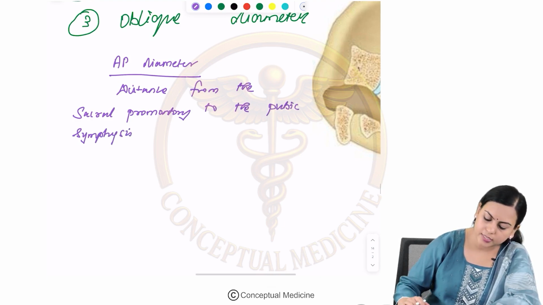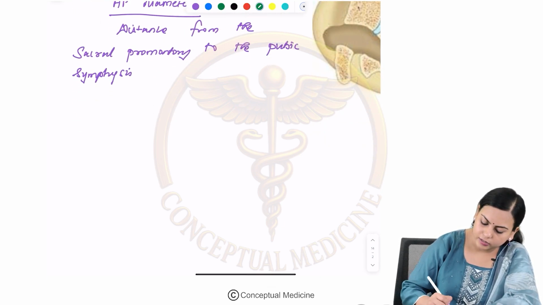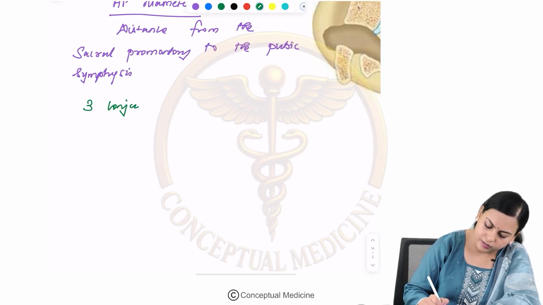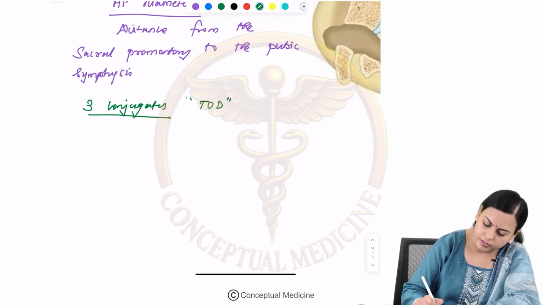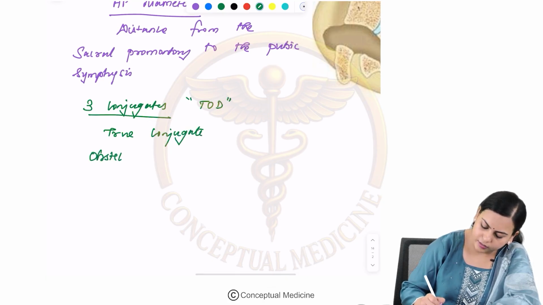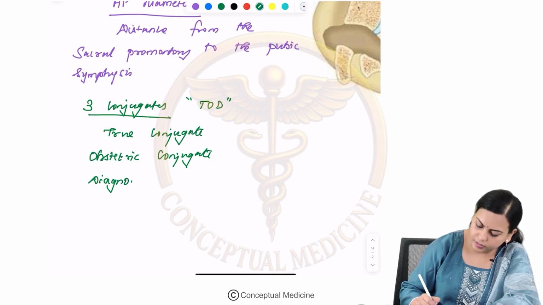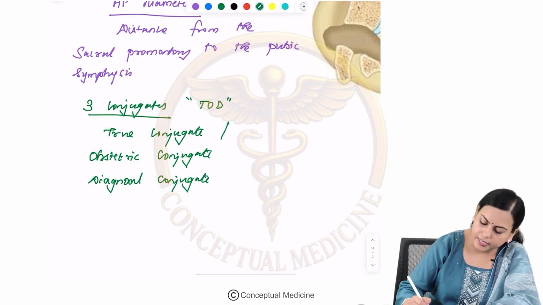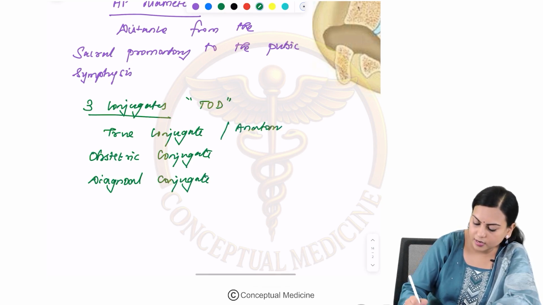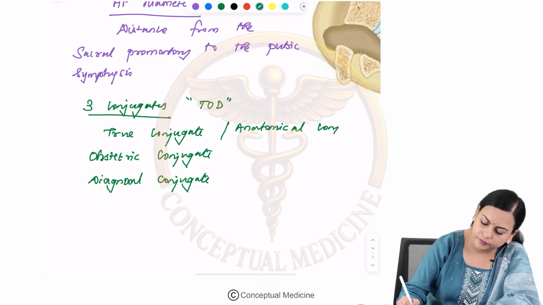And in the anteroposterior diameter, we have to learn three conjugates. You can remember them basically with the mnemonic TOD, TOD. So the first one is a true conjugate. Next one is the obstetric conjugate, and next one is the diagonal conjugate. True conjugate is otherwise known as anatomical conjugate.